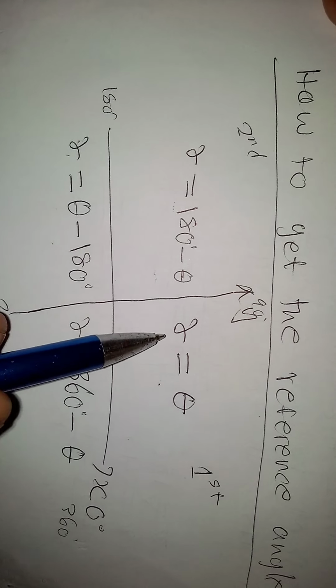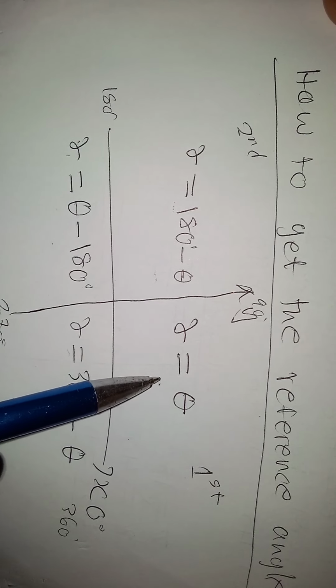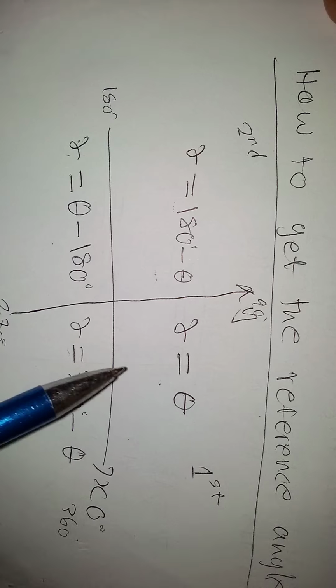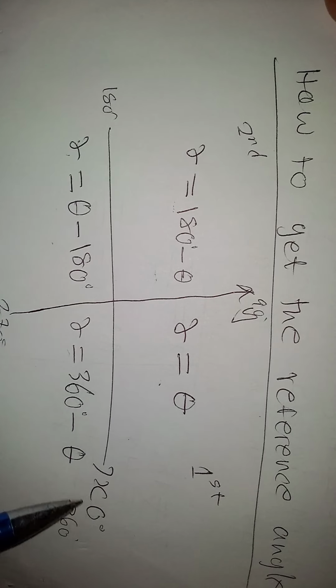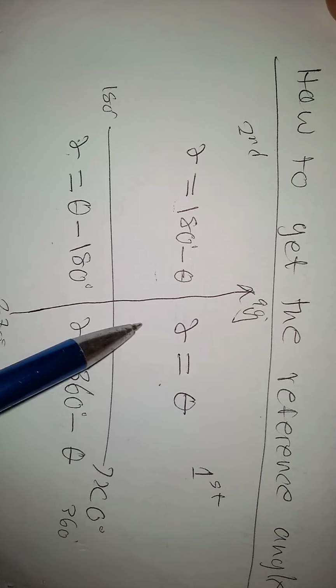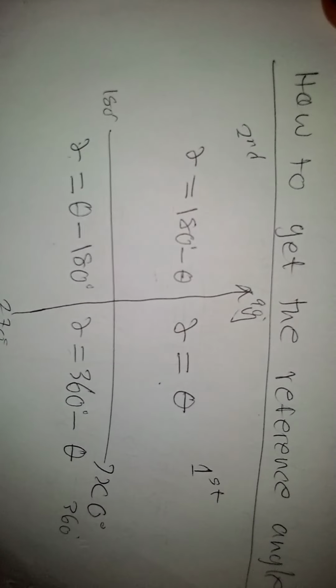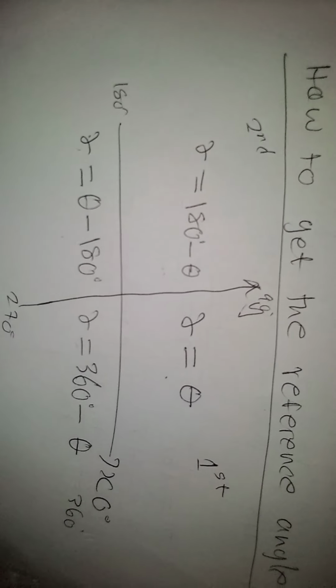So in the first quadrant, since an acute angle is between 0 and 90 degrees, our alpha will just be equal to theta. Okay.